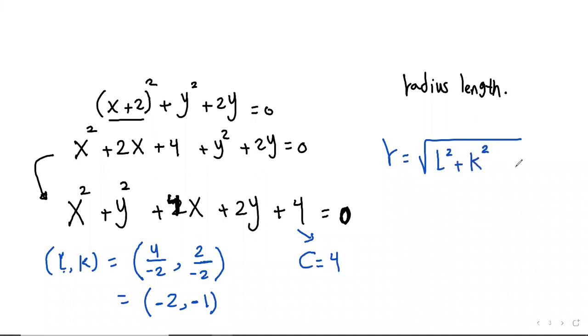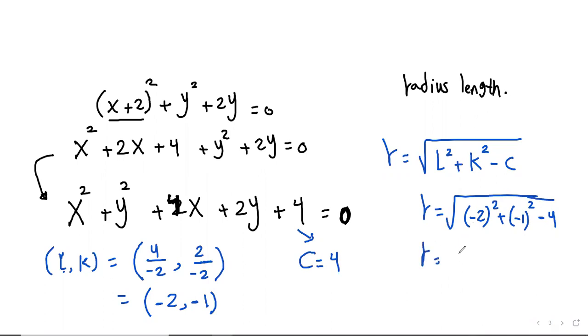Great. So the radius equals the square root of negative 2 to the power of 2 plus negative 1 to the power of 2 minus 4. So the radius equals 4 plus 1, 5, minus 4, it's 1. So what is the length of the radius? 1. That's right. Next.